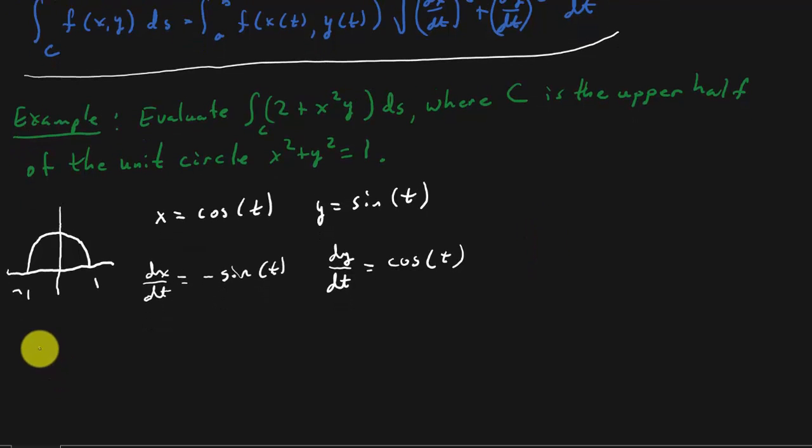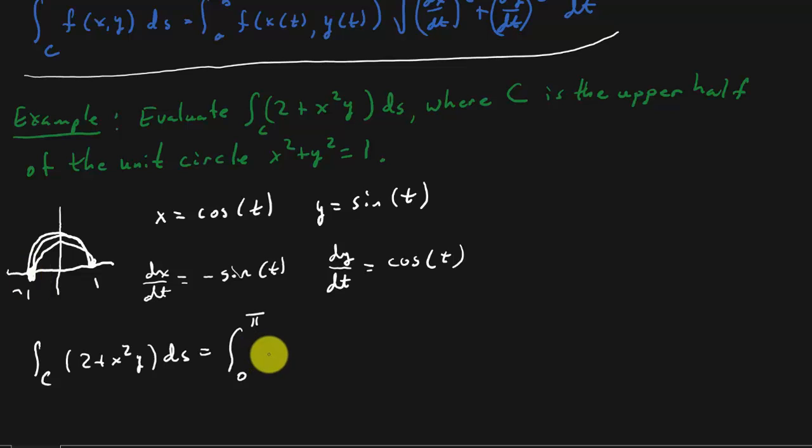So we've got the integral over C of 2 plus x squared y ds is equal to the integral from 0 to pi. We're just doing the upper half of the circle, so we're going from 0 to pi. And that's going to be 2 plus, now x is cosine, so that's cosine squared t, and then y is sine, times sine t.